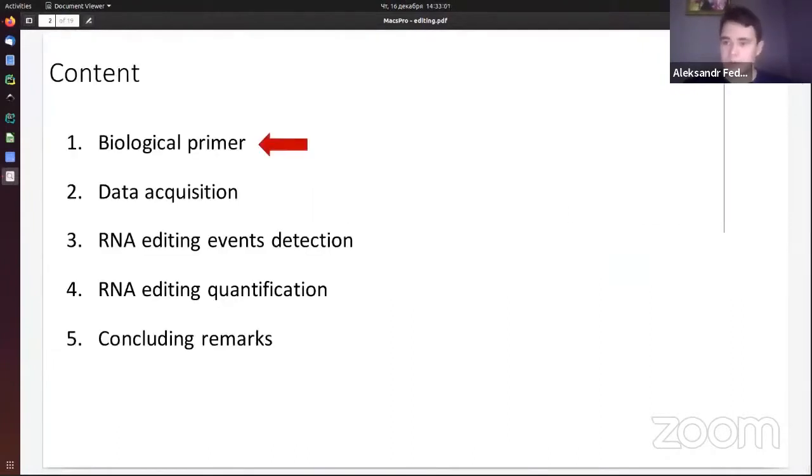We'll start with a small biological primer about RNA editing, then move on to the overall pipeline and data acquisition process for a typical RNA editing study, then talk about published tools for novel RNA editing detection, metrics for editing quantification, and I will finish with a few remarks and open problems in the field.